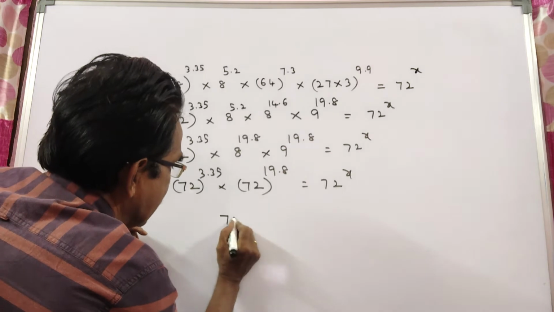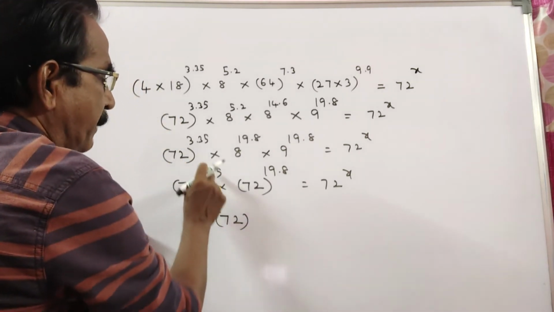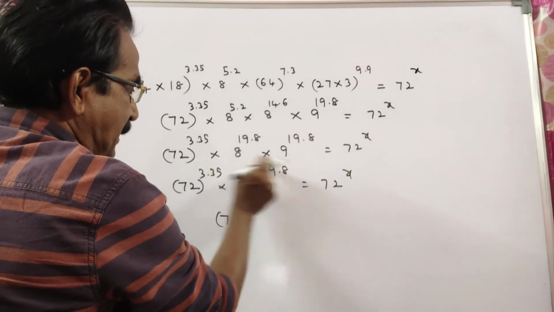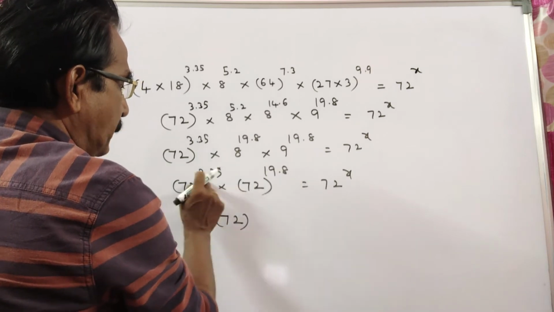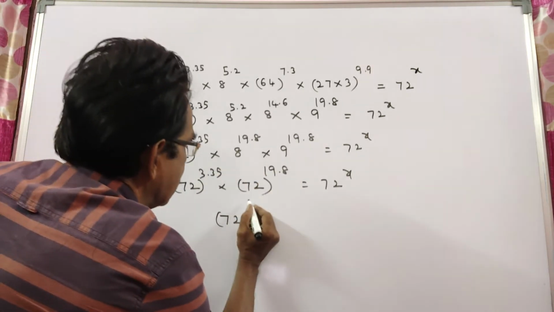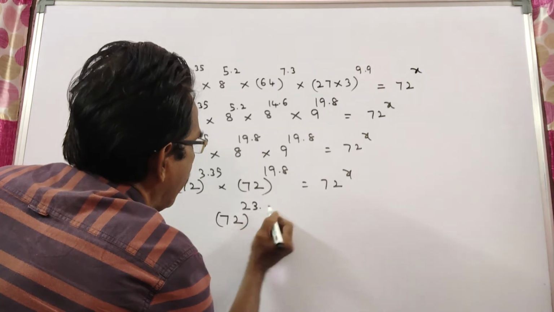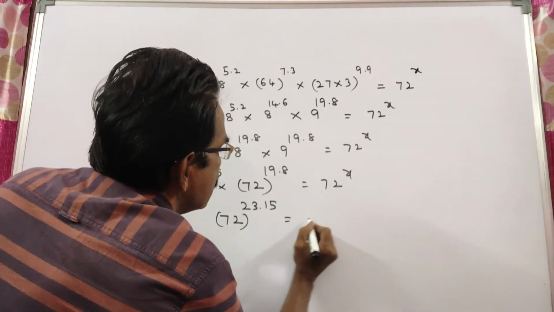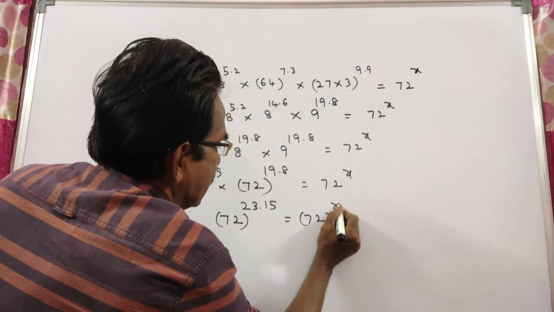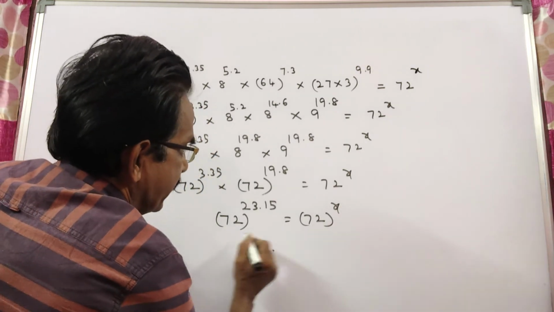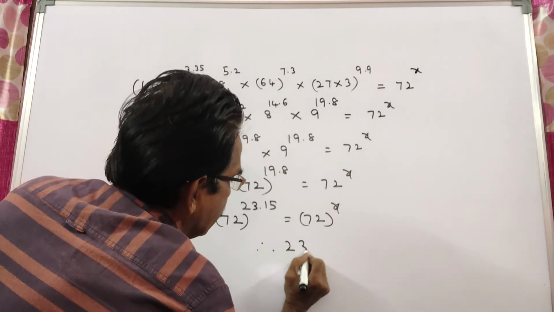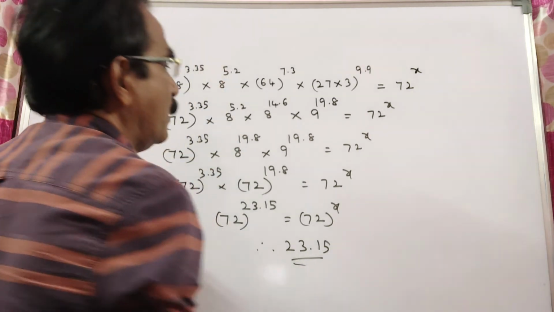So LHS is 72 power, using a power m into a power n is a power m plus n, 19.8 plus 3.35, that is 23.15, is equal to 72 power x. Therefore, bases are equal, x is equal to 23.15. That is your answer to this question.